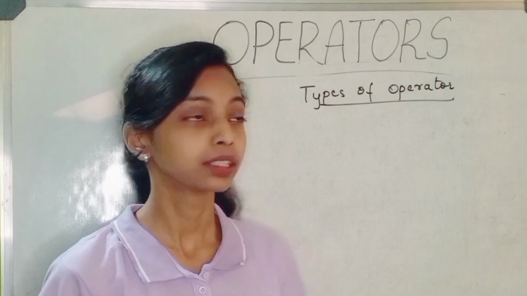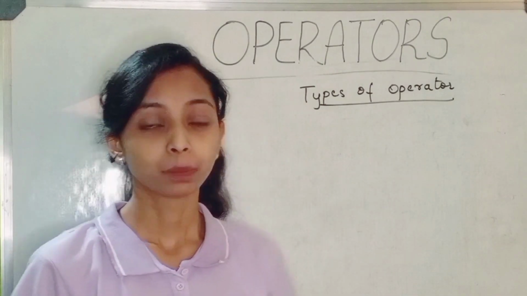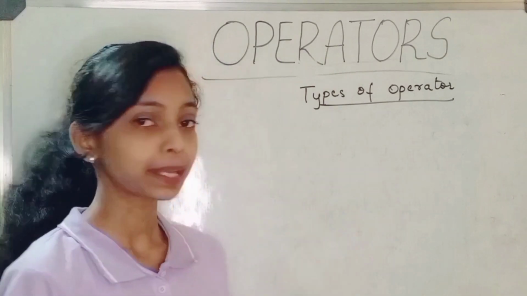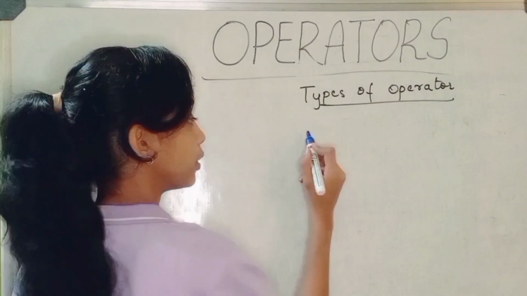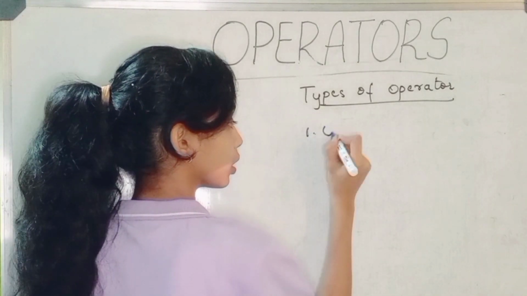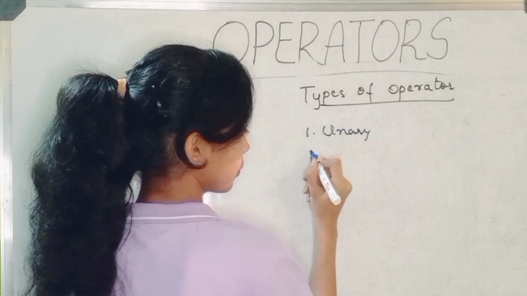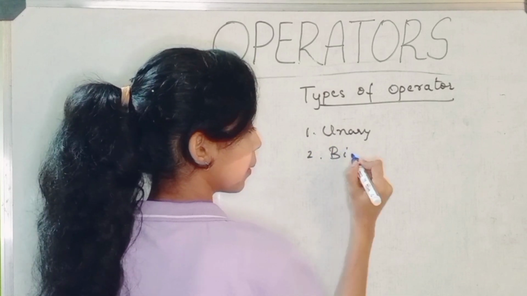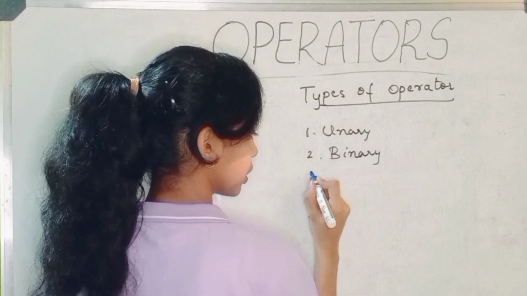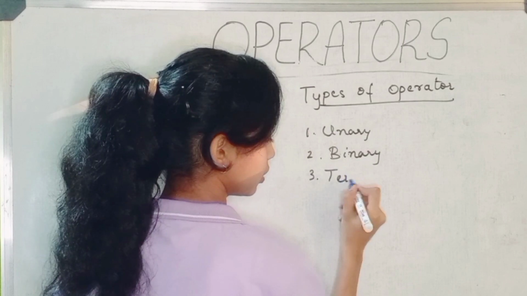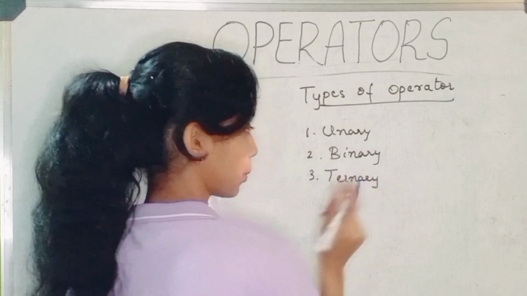So now let us see the types of operators. Based on the operands, the operators can be classified into 3 types. The first one is the unary operator. The second one, binary operator. The third one is the ternary operator.